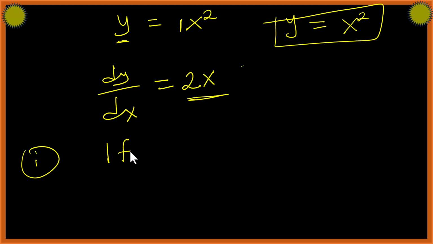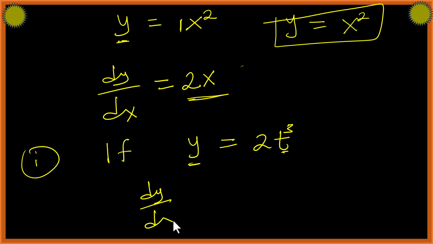So if y equals 2t cubed, this time we have y, then we have t here. If we're asked to differentiate, my dy dx, sorry, dy dt, not x, since this side is t, so dy dt will be 3 times 2, 6. Then I'll reduce the power by 1, so we have 6t squared.